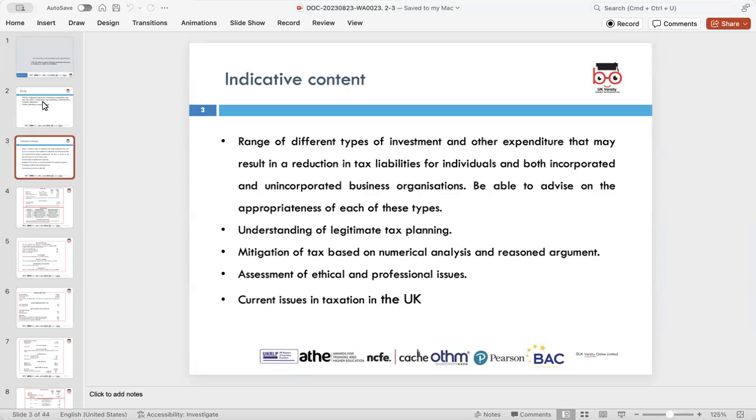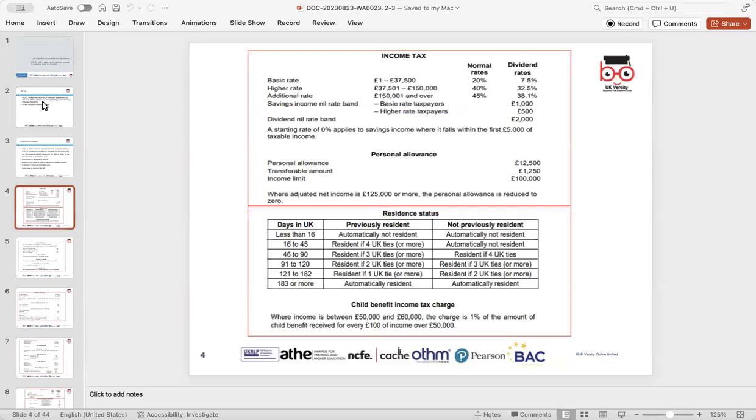Today, we will discuss different types of investment and other expenditures that may result in a reduction in tax liabilities for individuals and both incorporated and unincorporated business organizations. Be able to advise on the appropriateness of each of these types, understanding of legitimate tax planning, mitigation of tax based on numerical analysis and reasoned arguments, assessment of ethical and professional issues, and current issues in taxation in the UK.